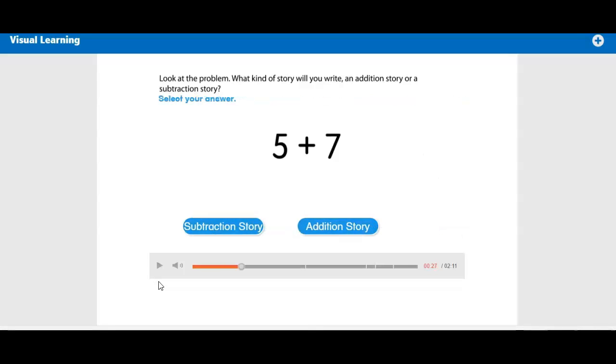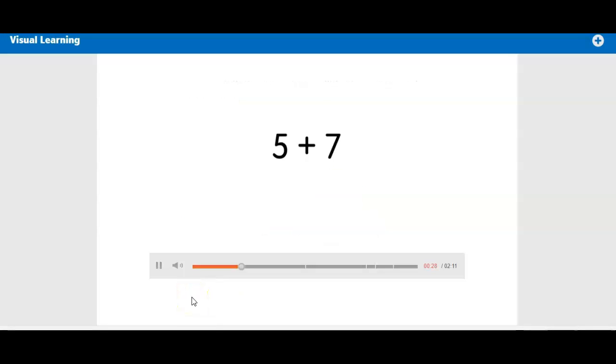Select your answer. So our equation says 5 plus 7. So are we going to be writing a subtraction story or an addition story? What symbol do we see in our problem? We see a plus sign, so that means we are writing an addition story. You will write an addition story.